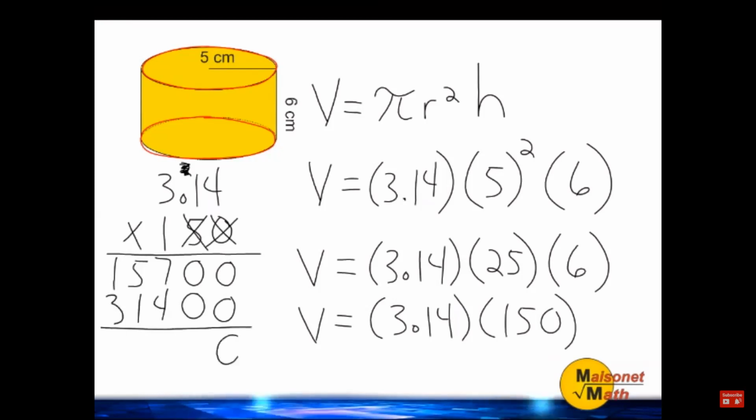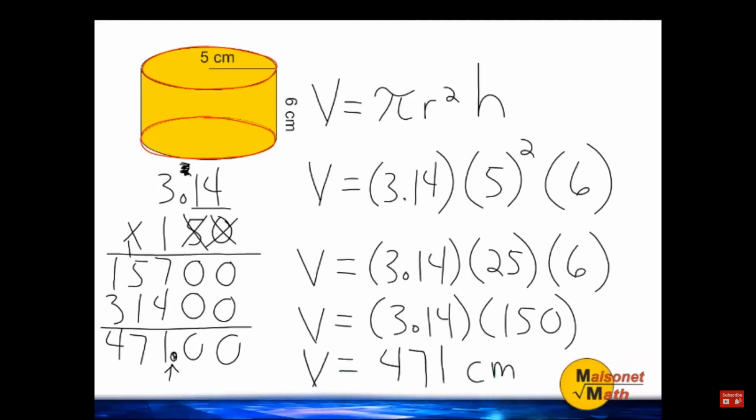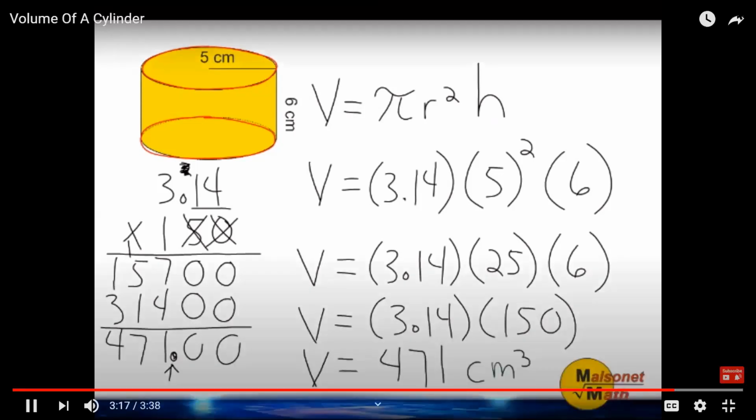So adding these digits together, we come up with a total of 471.00. Because there were 2 numbers after the decimal in our problem, the same must be true in our answer. So this is why we put the decimal in this location right here. So we would state that the volume of this cylinder is equal to 471 cubic centimeters. Don't forget to label your units with the 3 because volume is measured in cubic units.